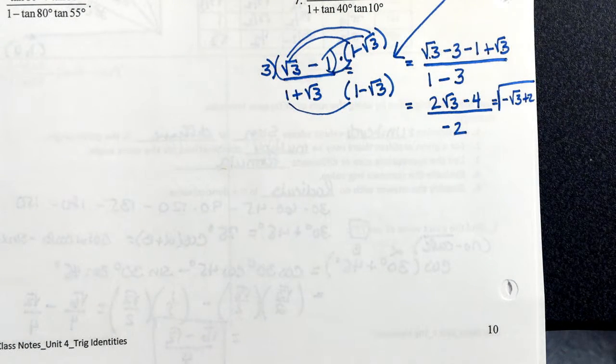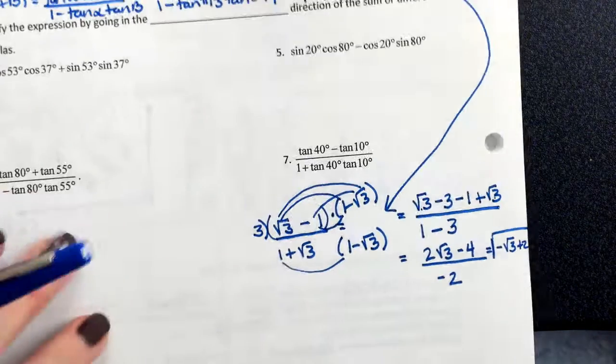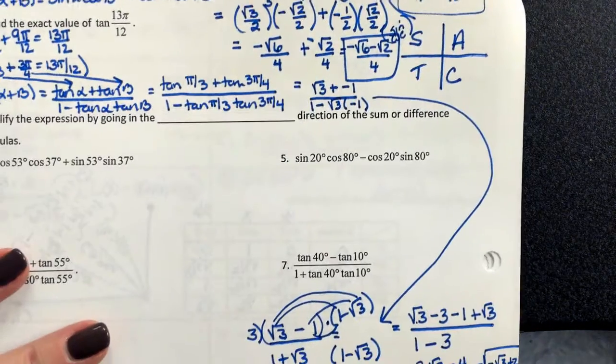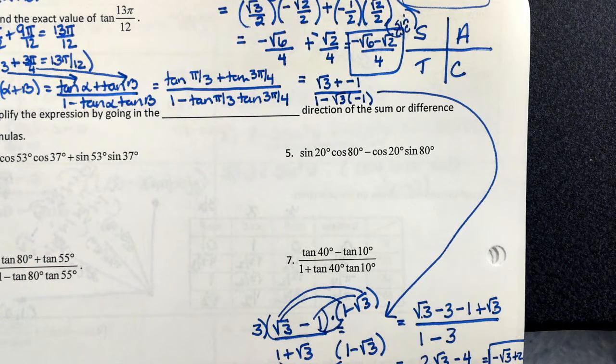Okay? Could you scroll back up? Yep. Tangents are going to have more simplifying than the sines and the cosines. Okay? Yep.